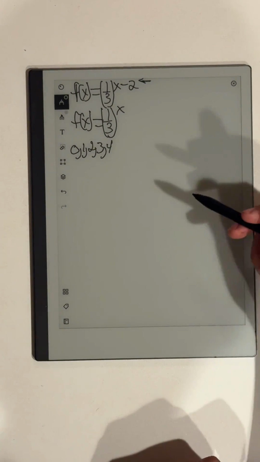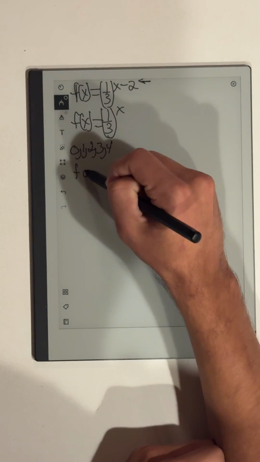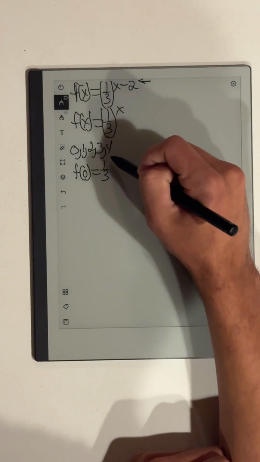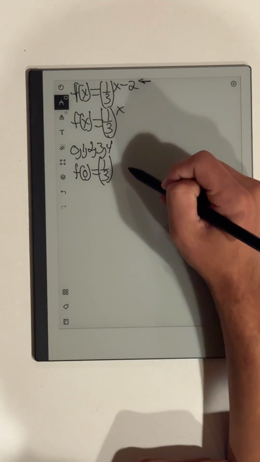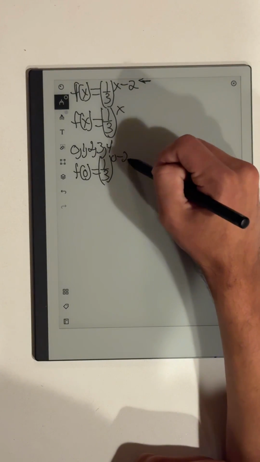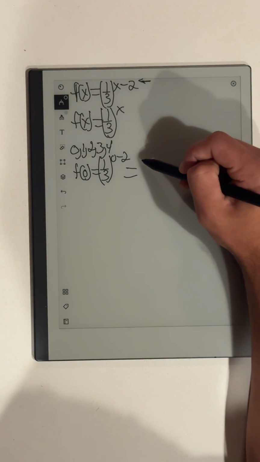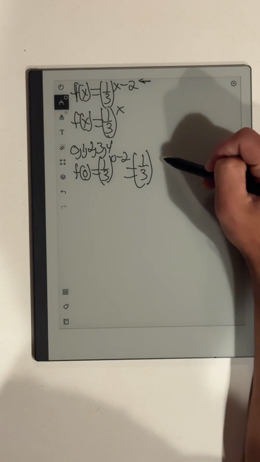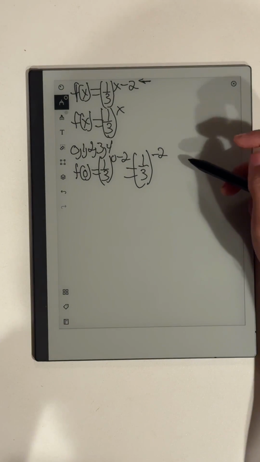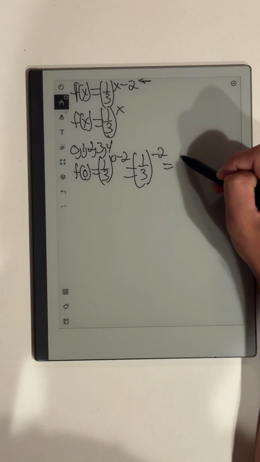So first, you're going to want to substitute the x for 0. So it's going to be f of 0 equals (1/3)^(0 minus 2). We're going to substitute the x for the 0 like I said before. So 0 minus 2 is obviously -2. So we're going to go (1/3)^(-2). And we know 1/3 to the -2nd power is going to equal 9. So this is going to equal 9 right here.